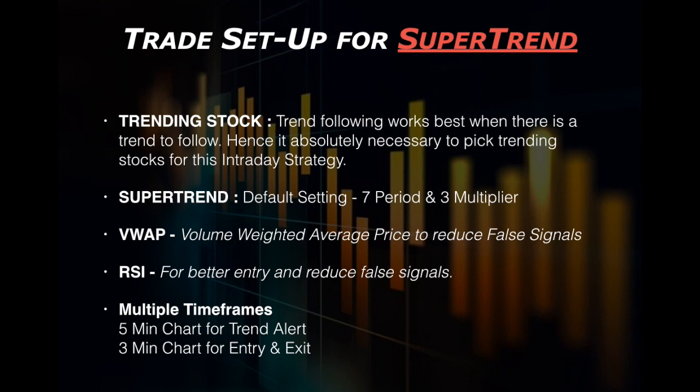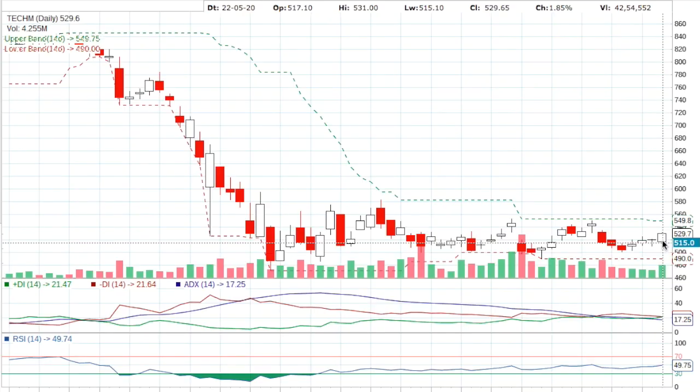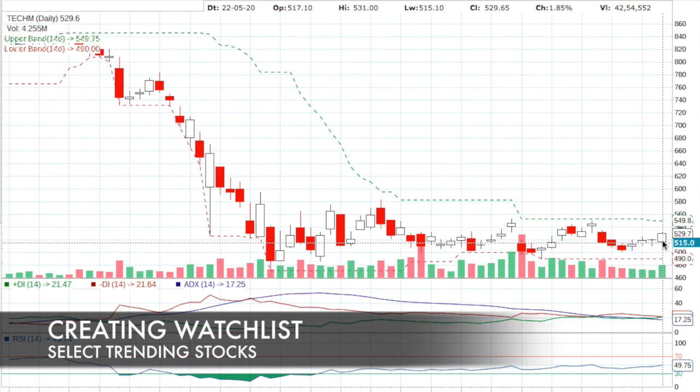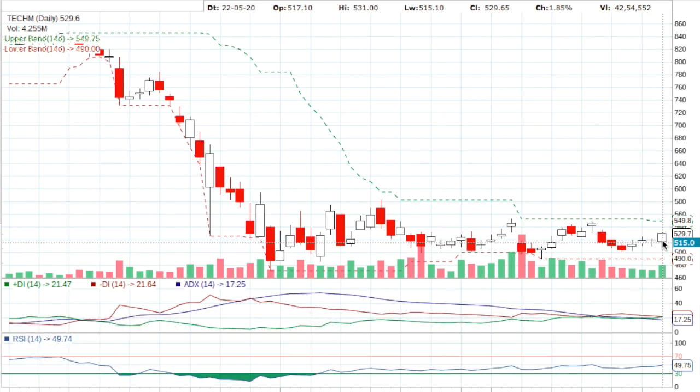So what should be the trade setup to use this intraday trading strategy? Let's have a look. Number 1. Trending stock. Trend following works best when there is a trend to follow. Hence, it is absolutely necessary to pick a trending stock for this intraday strategy. To demonstrate which stock you should use in this particular trading strategy, we have taken two examples. First is Tech Mahindra and another one is Escorts.